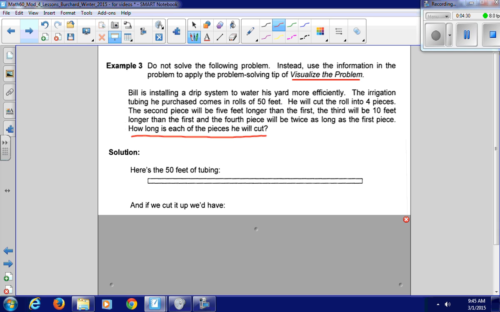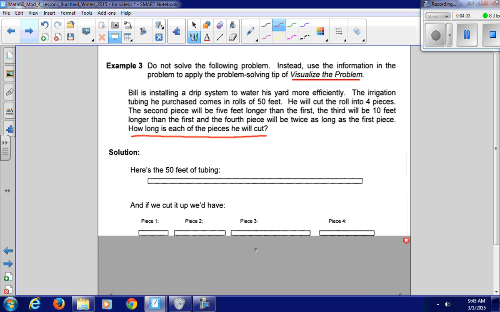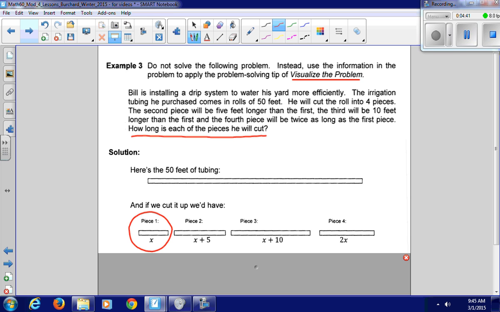So then we think of that tubing. We go back and reread the problem, and we think about how we're cutting it up. And so we're calling piece 1 X because that's how the problem defined everything. It said we cut it into 4 pieces, and then it says the second piece will be 5 feet longer than the first. So that's why we're calling the first one X, because that's what all the other ones are defined according to in the problem. Third one is 10 feet longer than the first one, and the fourth piece will be twice as long as the first piece.